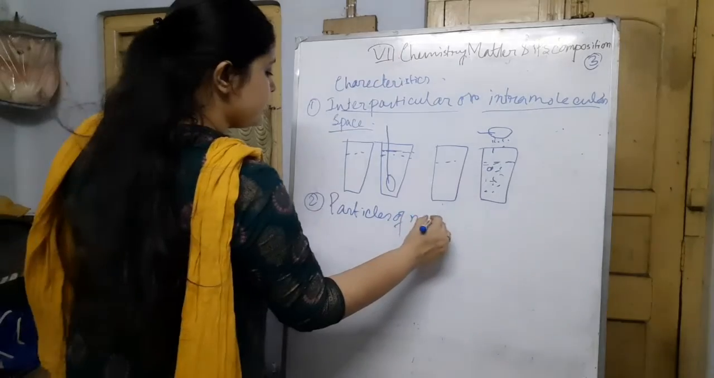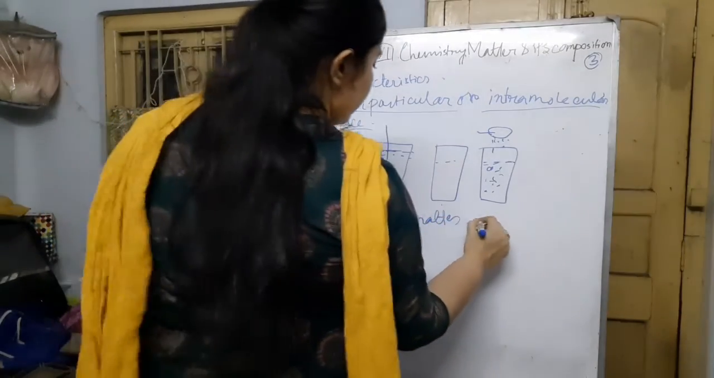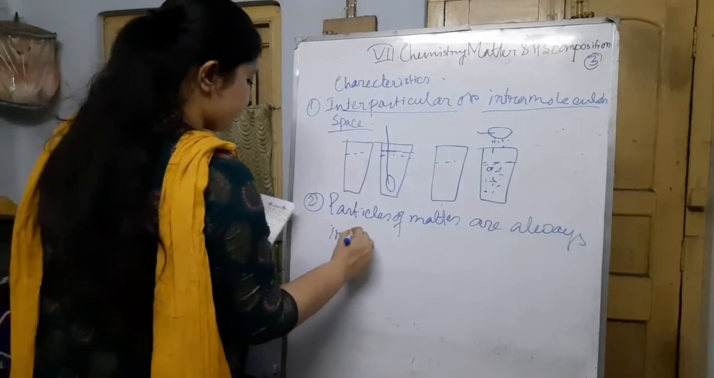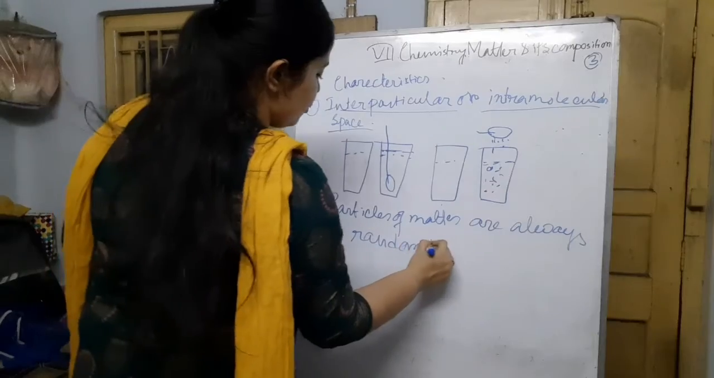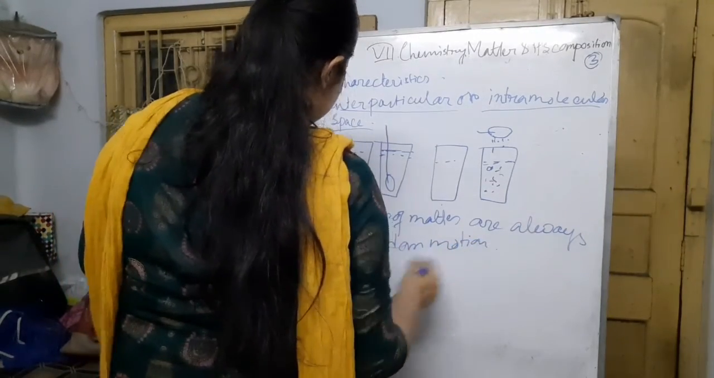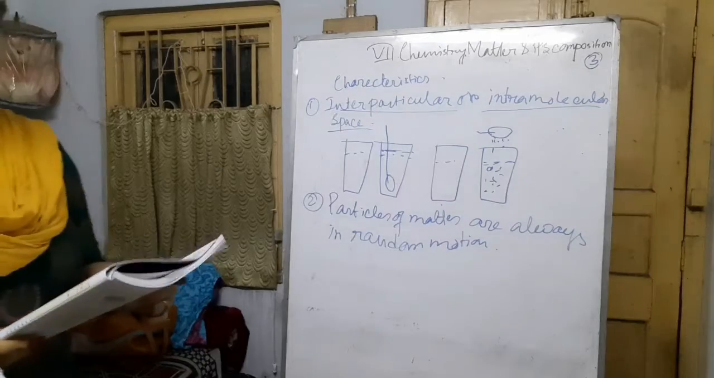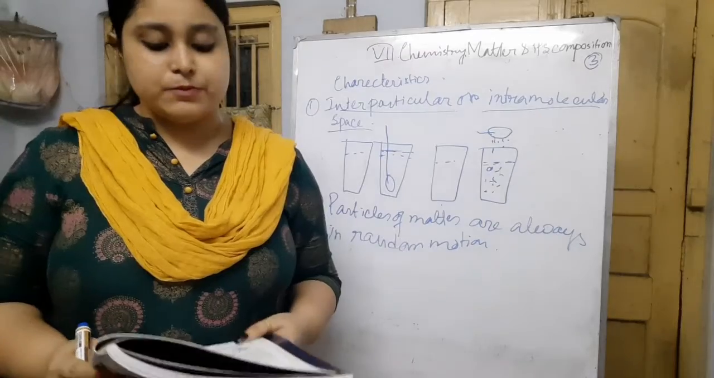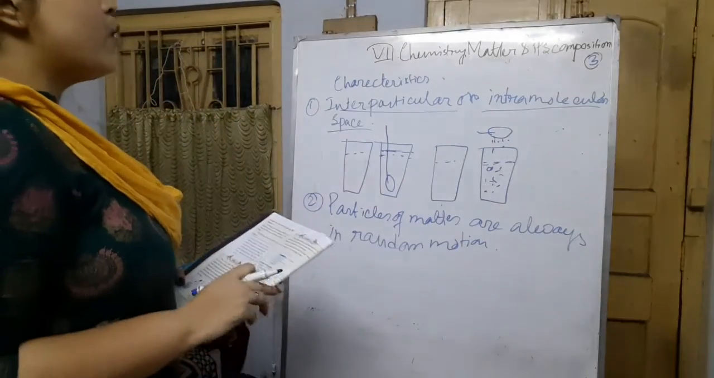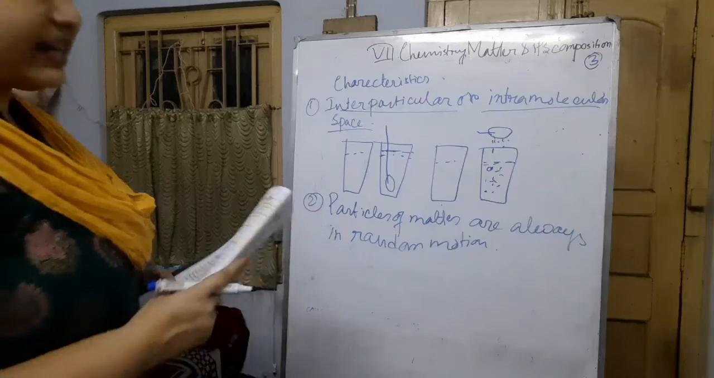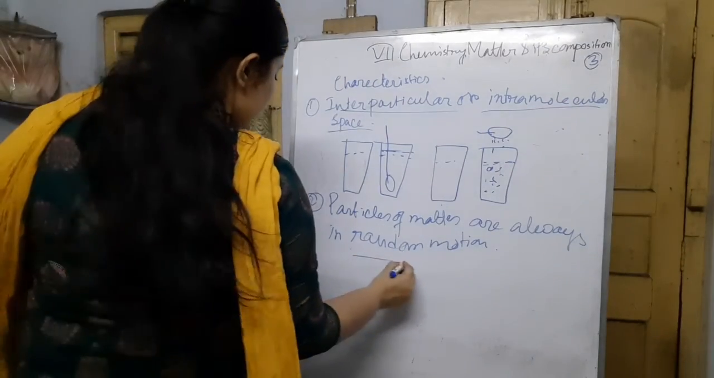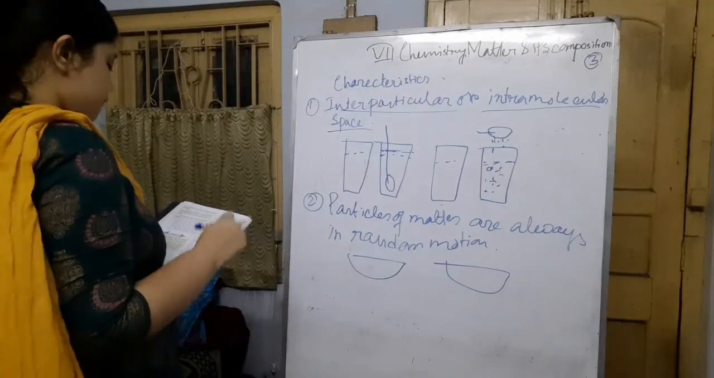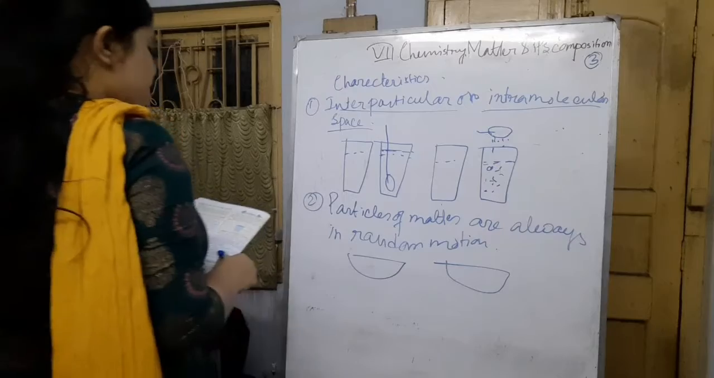The second characteristic is that particles of matter are always in random motion. Now we know that matter is made up of many particles. One more activity: take a cup of water and add a few drops of blue ink to it. Then what will you observe?